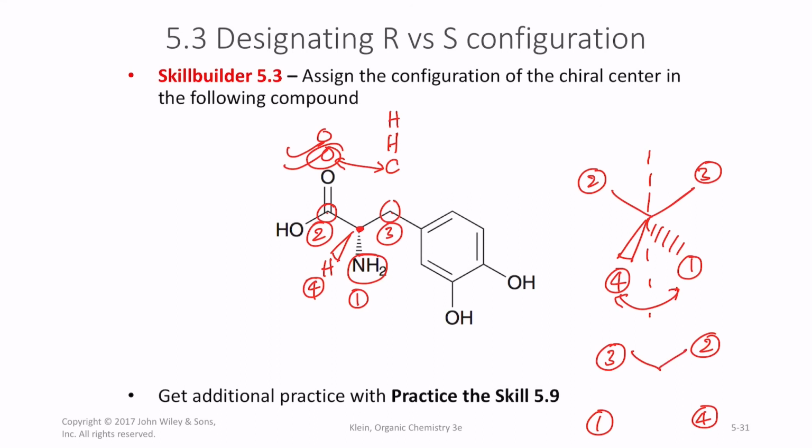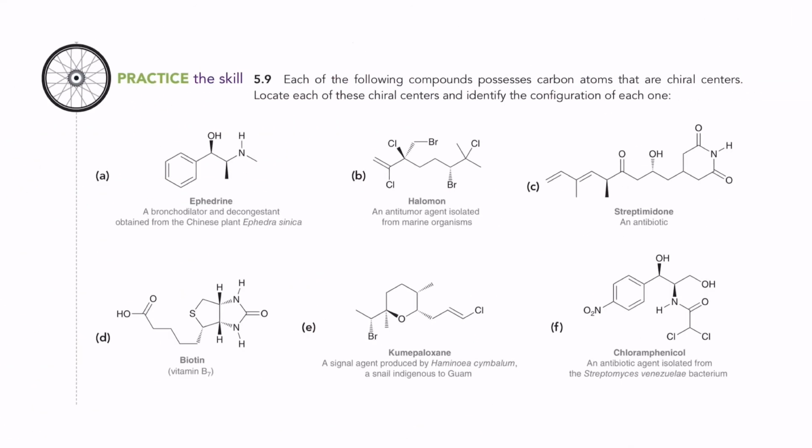So this stays the same, the wedge and the dash. So 4 is already in the back. Now look for 1, 2 and 3 and connect them using a circular line. So it is anti-clockwise, which means S. So this chiral center has an S configuration. So this is how you differentiate enantiomers, by using the R and S configurations.